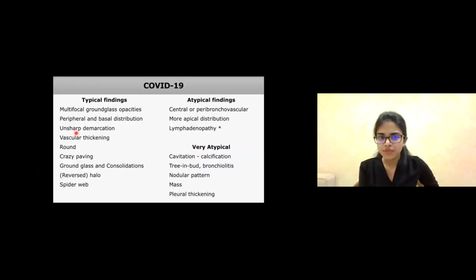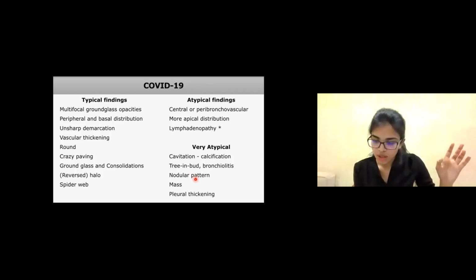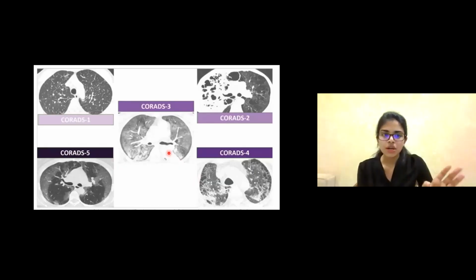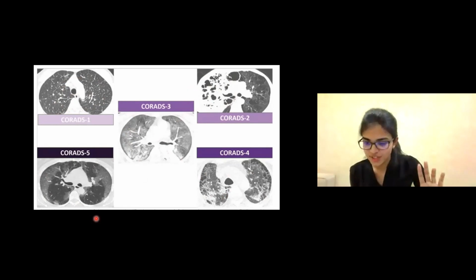To sum up the typical findings, now I hope you understand each of these terms: very typical, typical findings, atypical findings, where the distribution differs, and very atypical findings like tree in bud pattern or cavitation, which you see in bacterial pneumonia. So just to see the images, CORADS 1, normal lungs. CORADS 2, cavitating consolidation, suggestive of bacterial pneumonia. CORADS 3, more diffuse involvement. CORADS 4, COVID pattern over a diseased lung. And CORADS 5 is a favorite, typical bilateral subpleural peripheral GGOs, right?